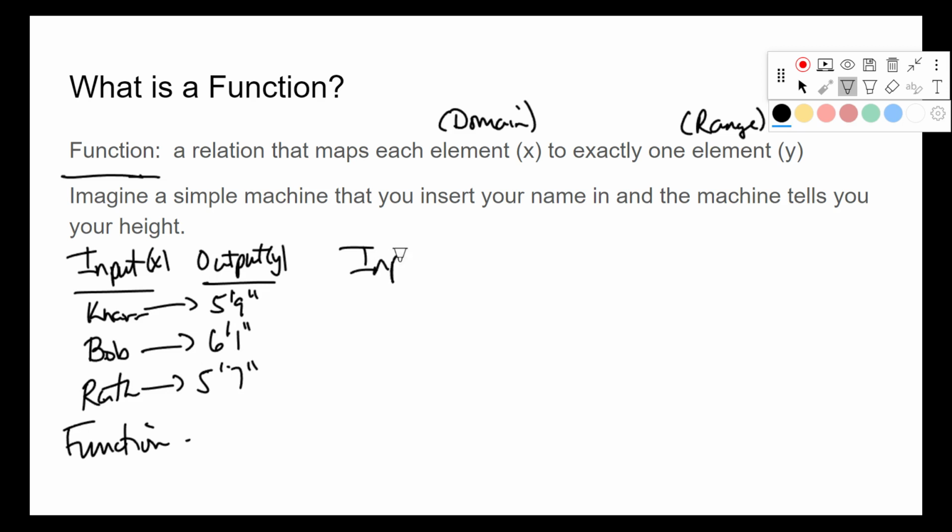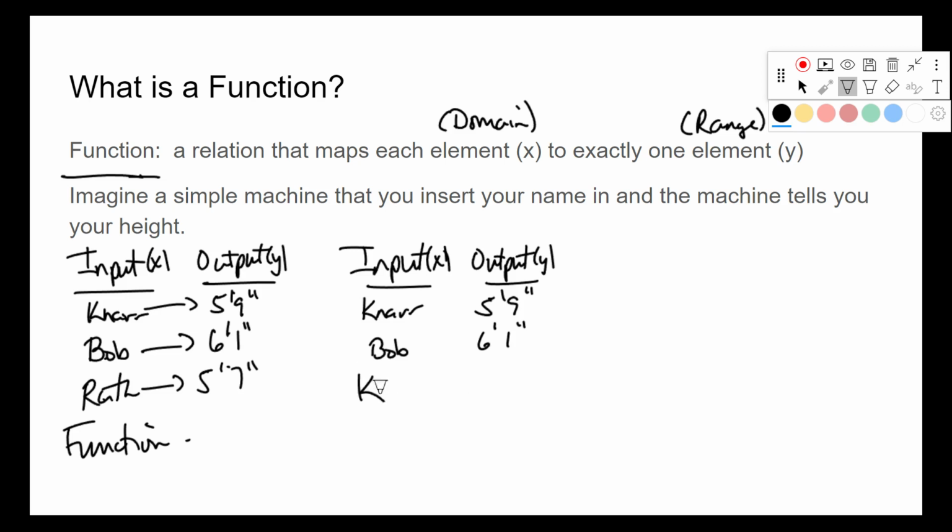So now let's take the same machine and let's see what happens to it now. Take that same machine, put my name in, and 5'9" comes out again. Put Bob's name in. Bob is 6'1". Let's put my name back into the machine again. If I put my name back into the machine again, then we know what the output should be. It should be 5'9". That's how tall I am. It doesn't matter how many times you put my name into the machine.